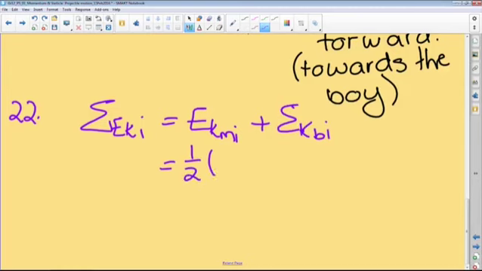I don't know why I keep wanting to draw brackets today. I'm having a bracket day.